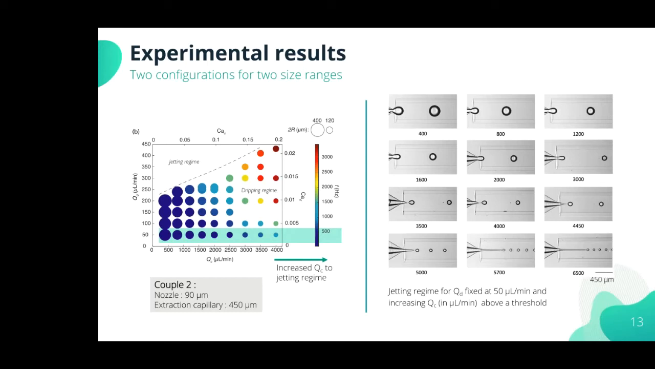In this situation, because of a less resistive geometry than with couple one, we could increase QC for a fixed QD. And in this case, we could observe another dripping to jetting transition that arises for QC between 5,000 and 6,000 microliters per minute. These experimental observations were then used to validate the numerical model I'm going to talk about in a little while. You can see the jetting to dripping transition on the pictures on the right of the slide.